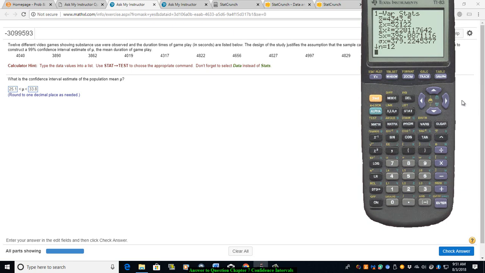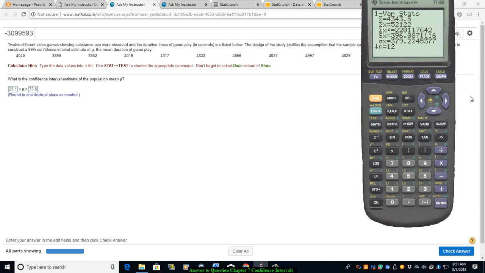So I have 43, 43.5. The sample standard deviation is 396.09. Let's give it a little bit more, 0.087. And the sample size is 12.